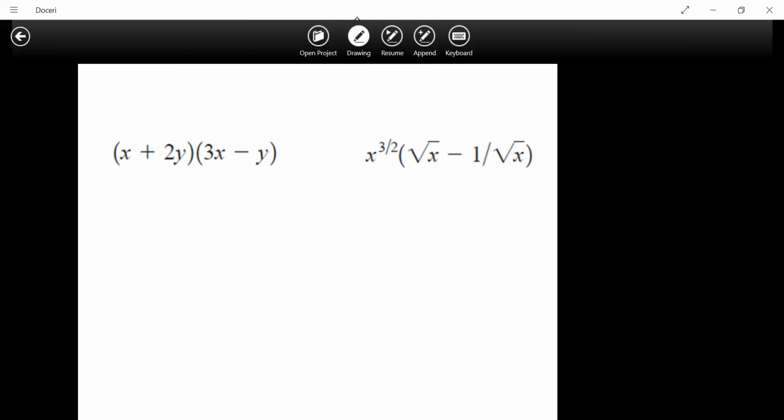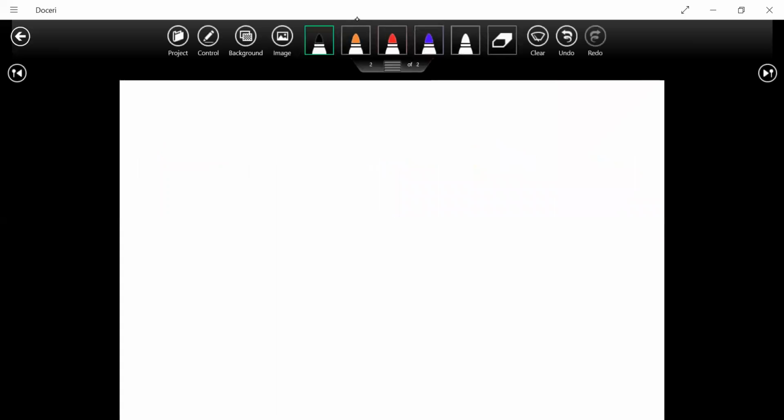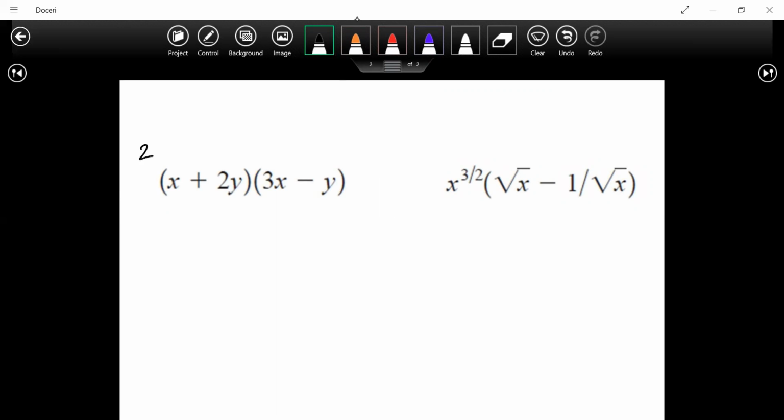Try these bad boys out. If you want other visual confirmation, look at your homework problems. I believe this is 21, and this one's going to be 18.